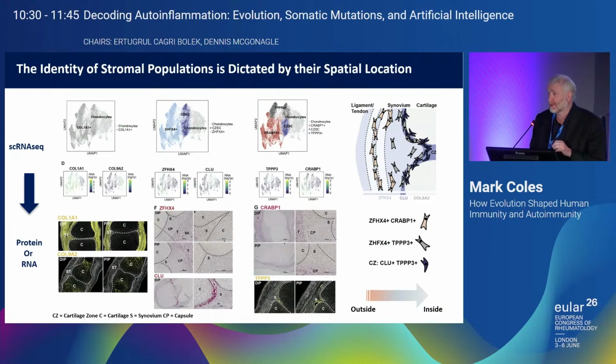One of the nice things at this stage is that the joints haven't been in much use. Consequently, there's a really nice alignment between location and gene transcription. It's not messy, as you would see in an adult, because you're always damaging your joints.